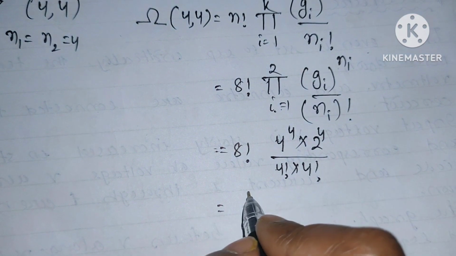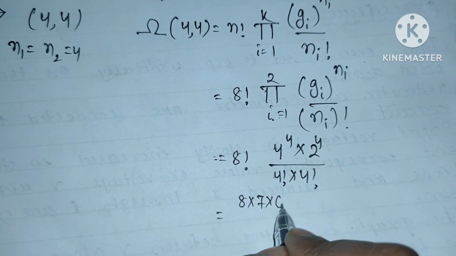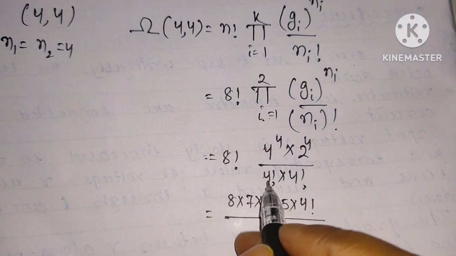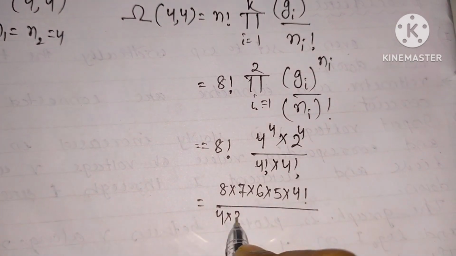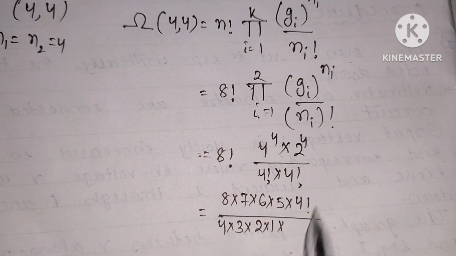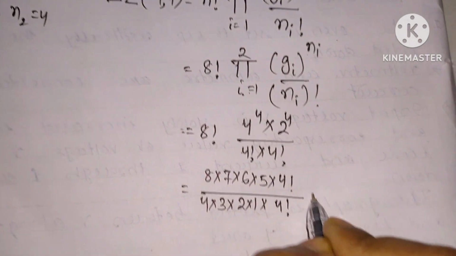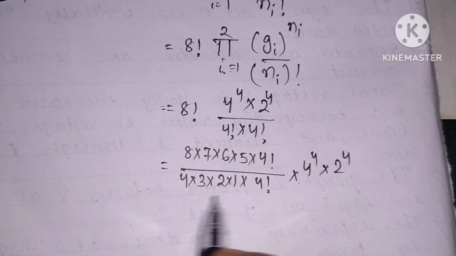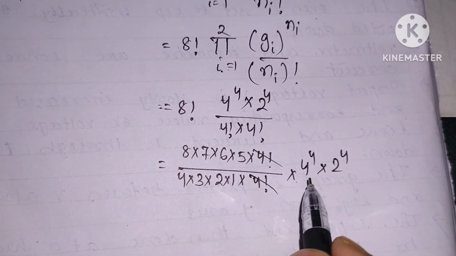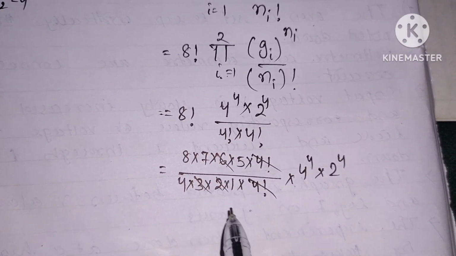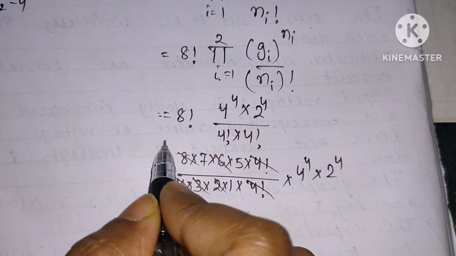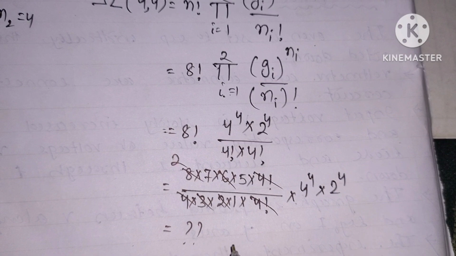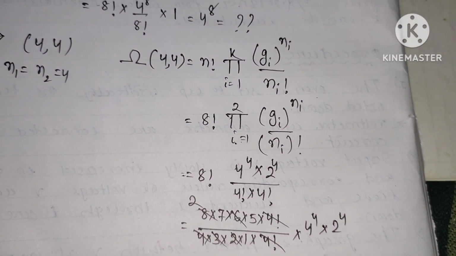So how can you calculate? Let us see, 8 factorial means 8 into 7 into 6 into 5 into 4 factorial, divided by 4 factorial, which I am writing as 4 into 3 into 2 into 1, into this 4 factorial, into 4 power 4 into 2 raised to the power 4. The 4 factorial gets cancelled. 3 into 2, that is 6, gets cancelled. This 4 gets cancelled with 8, giving 2. So after calculating this you can write the answer. I think this is clear.